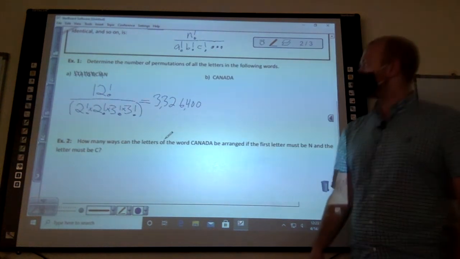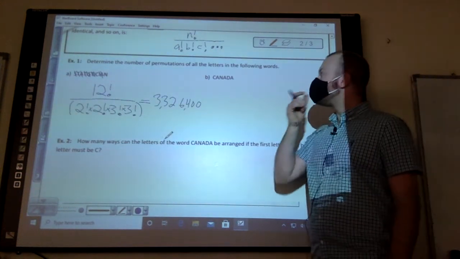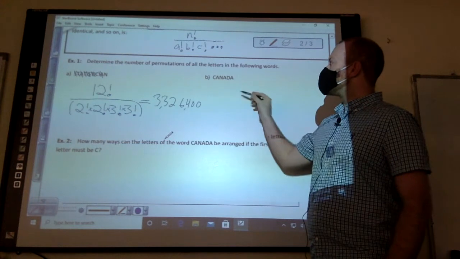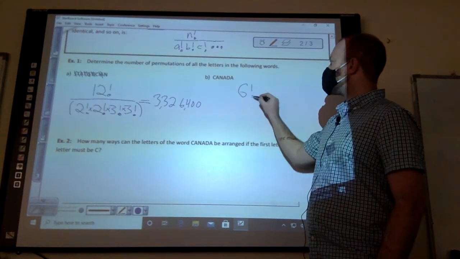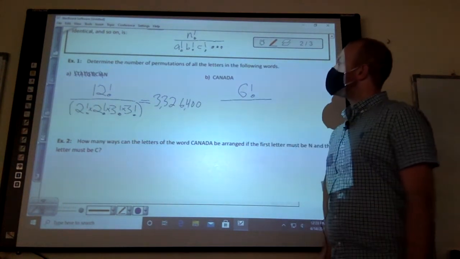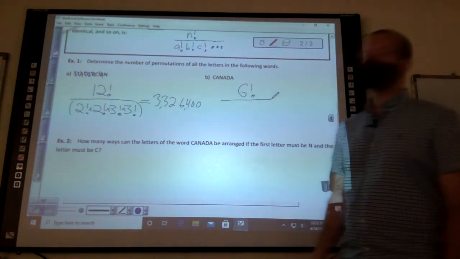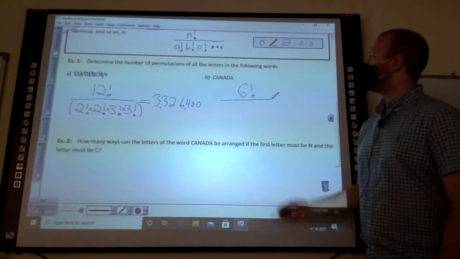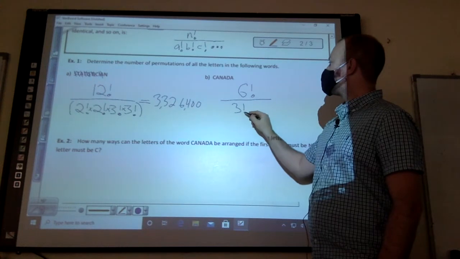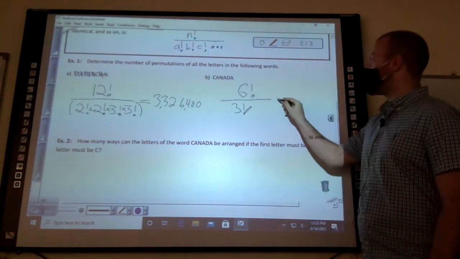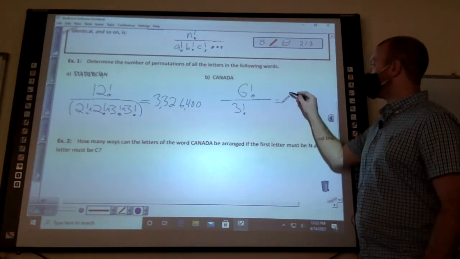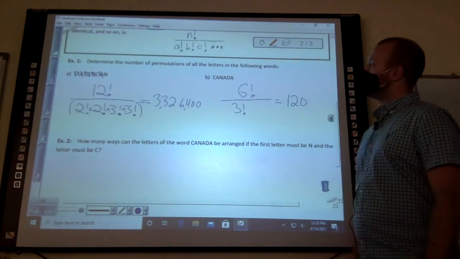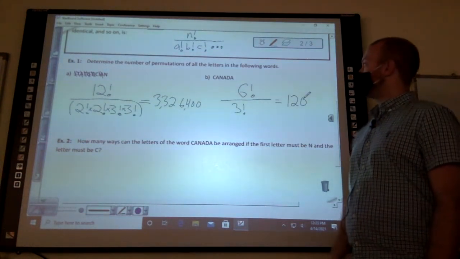So let's now try rewriting Canada. I've got 6 letters total, so 6 factorial, divided by, do I have any repeats? Yeah, what am I repeating? A's, I've got 3 A's, and that's it. So then this is all you need to calculate. 120, yeah, that sounds about right. 6 times 5, 30, 30 times 4, yep.